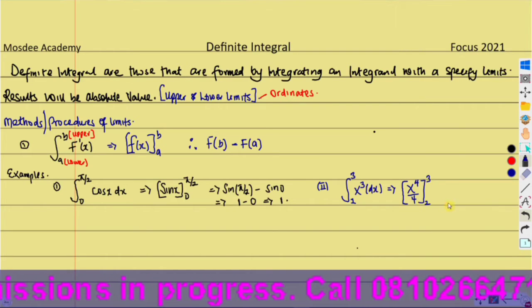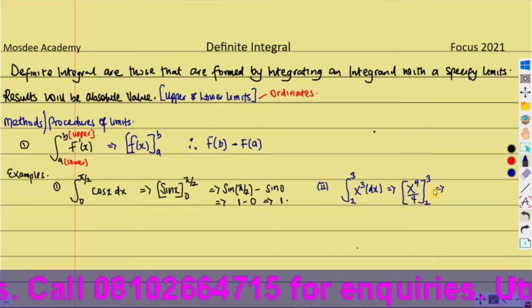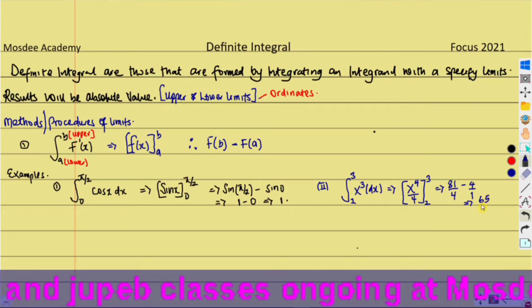I hope students still remember all this stuff. From here, we just do direct substitution of upper ordinate minus lower ordinate. If you like, we say upper limit minus lower limit. So from here, this is 3 to the power of 4. I'm substituting directly. Then I'm going to have 81 over 4 minus 2 to the power of 4, which is 16, and 16 over 4 is 4. If you do this, you can go by your LCM. The LCM will be 4. 81 minus 16 should give you 65 by 4. So that is the answer to that.